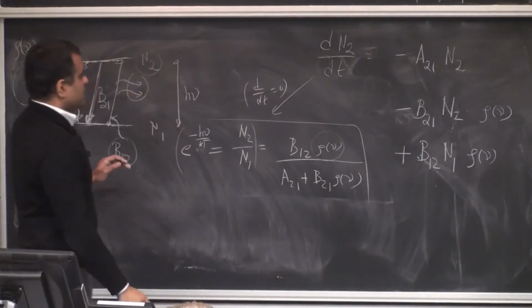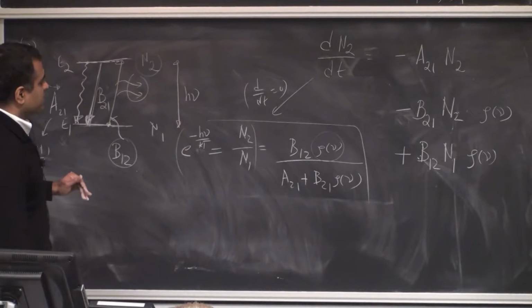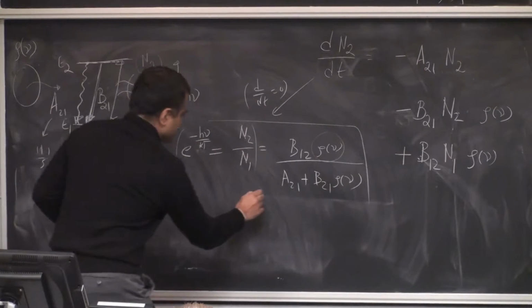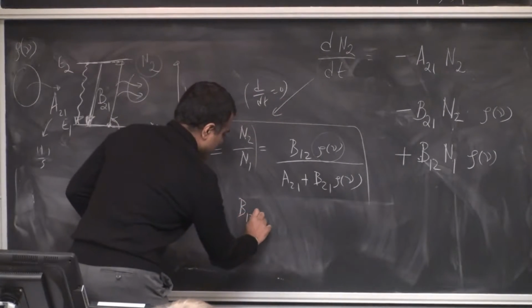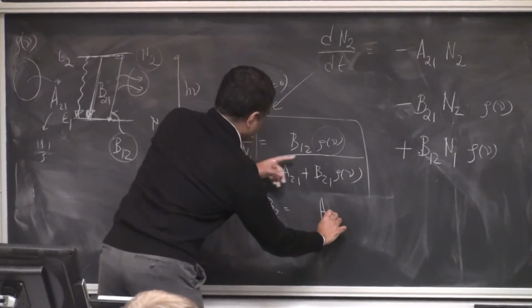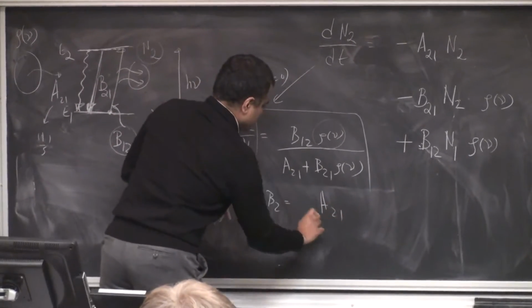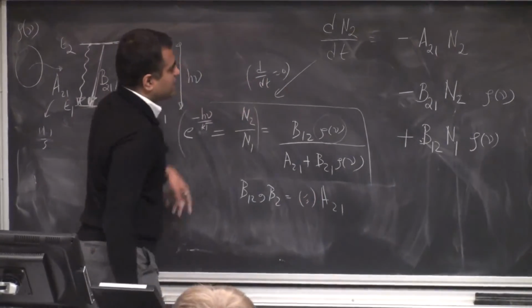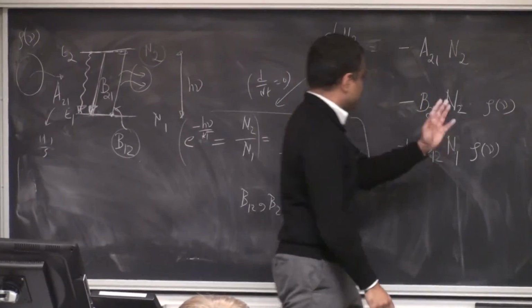Now comes, basically what I'm trying to get to here is that B12 and B21 can be written in terms of A21 times some other stuff here, right? And this whole rate equation can be rewritten in a slightly different way.